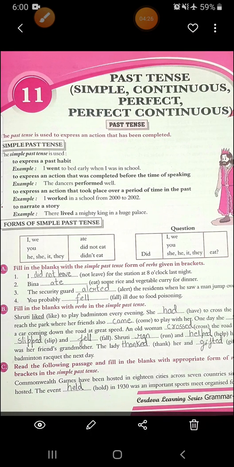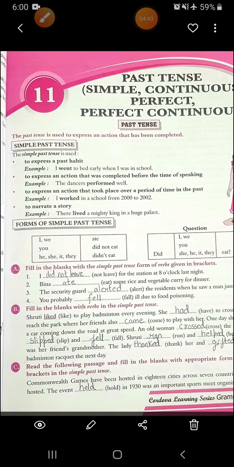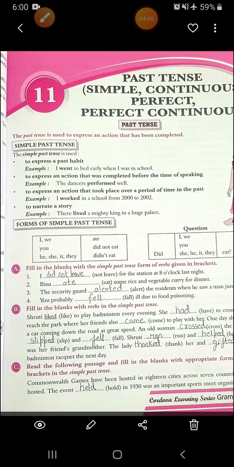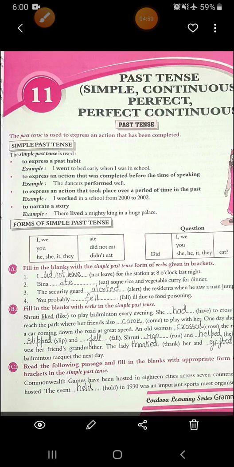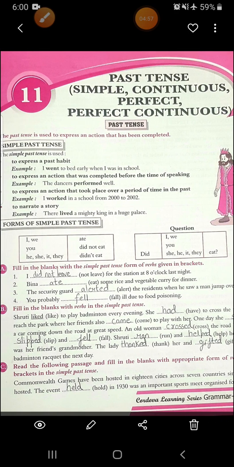What you have to do, you have to fill in the blanks with simple past tense. Again, you have to use a simple past tense. See the first one. Shruti liked to play badminton every evening. She had. Have becomes had. She had to cross the main road to reach the park where her friends also came. Come becomes came. Came to play with her. One day she saw. See becomes saw. Saw a car coming down the road at great speed.